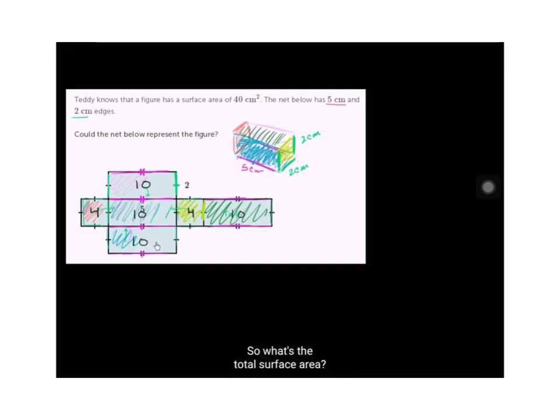So what's the total surface area? Well, 10 plus 10 plus 10 plus 10 is 40, plus 4 gets us to 48 square centimeters, or centimeters squared. So could the net below represent the figure that has a surface area of 40 square centimeters? No. This represents a figure that has a surface area of 48 square centimeters.